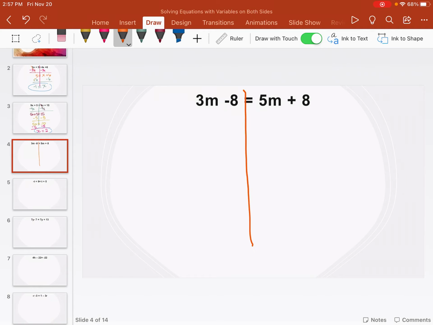I would get rid of my smaller coefficient first. So why don't you go ahead and do that step? So we're subtracting 3m from both sides. I have negative 8 equals 5m minus 3m is 2m plus 8.